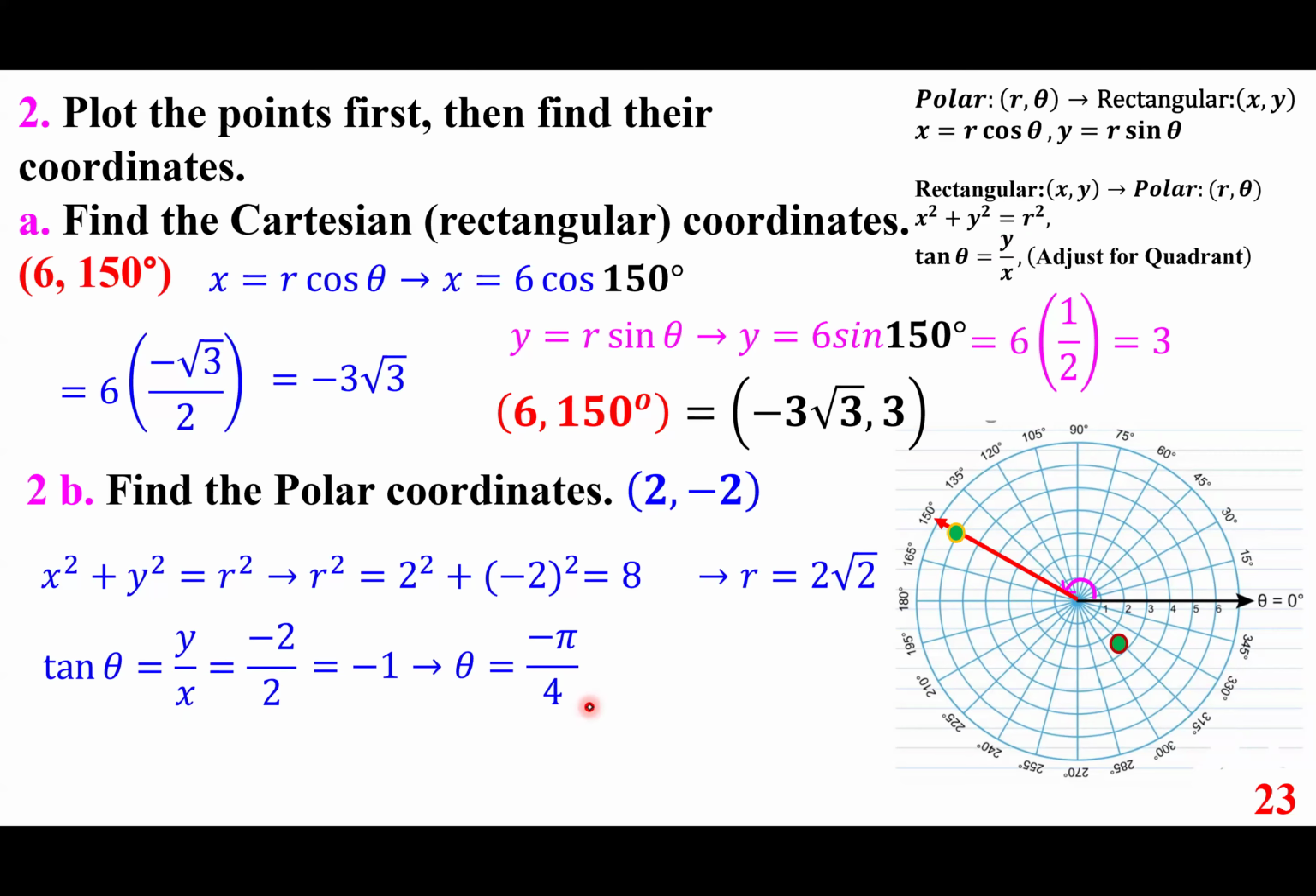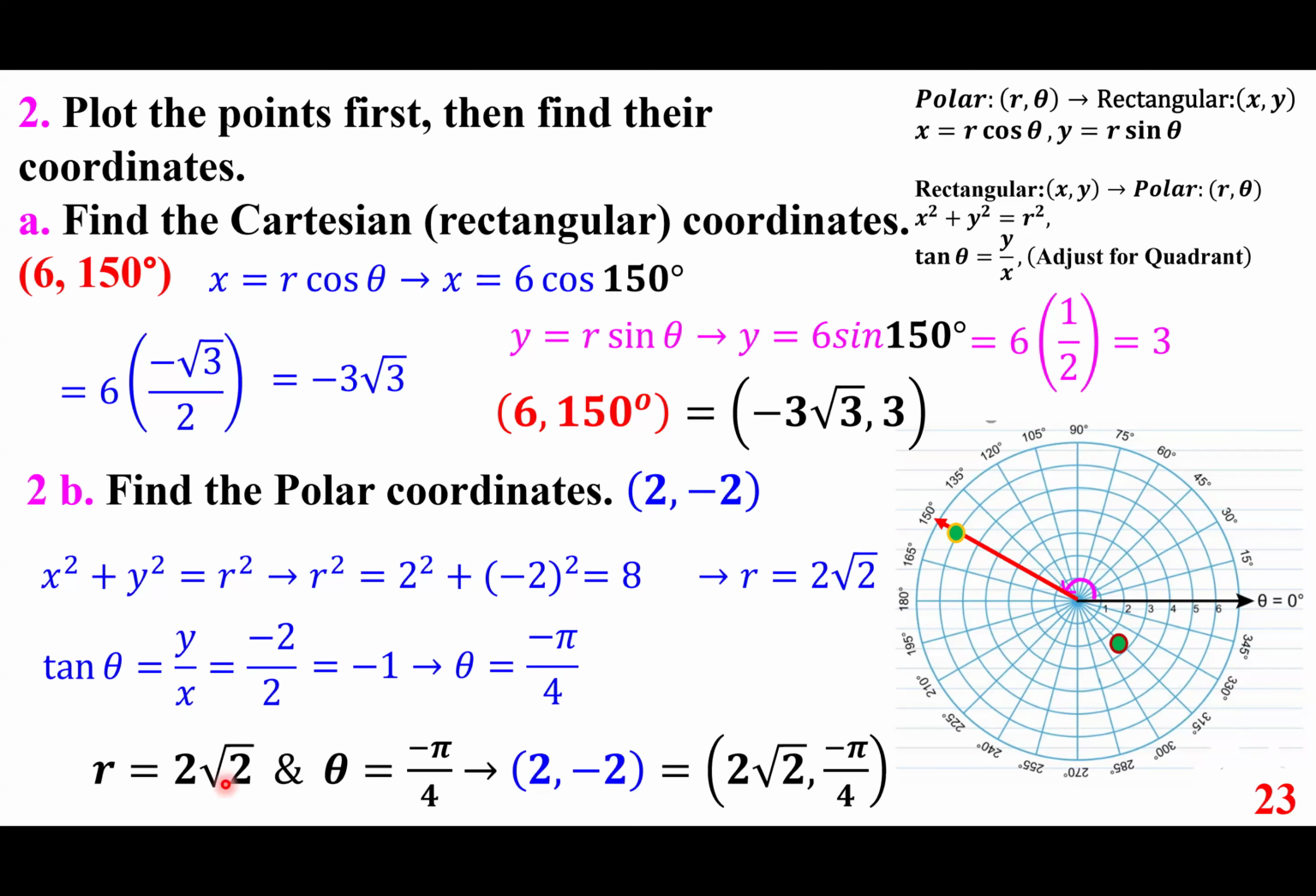So we are going to write r is 2√2, θ is negative π/4. So (2, -2) is the same as (2√2, -π/4). If you want a positive angle, you add 2π, which is 8π/4, and you get 7π/4.